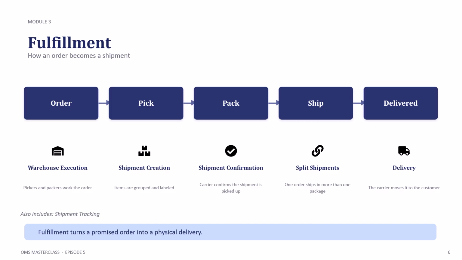Warehouse execution means where pickers and packers process the order. Shipment creation means where the shipping details and labels are generated. Shipment confirmation confirms that the shipment has been picked up by the carrier. Sometimes, a single order may be delivered in multiple packages. That's handled through split shipments. And once the shipment is on its way, customers can also track it through shipment tracking.